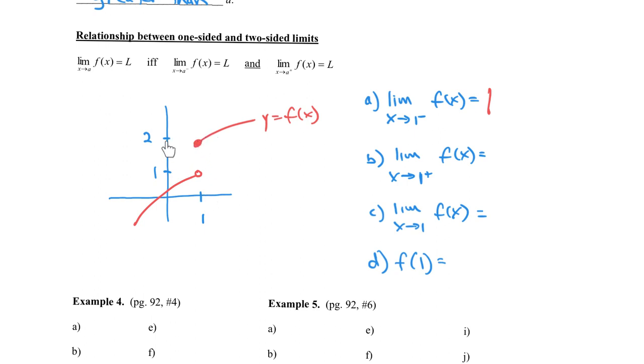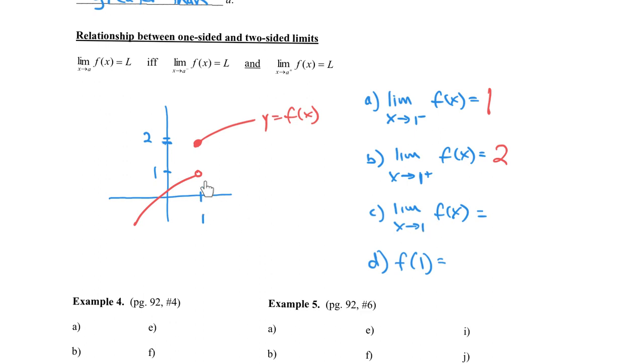Now my picture's not perfect here. Maybe this 2 should have been right here. Maybe that'd be a little bit better. So what I was trying to show is that as x approaches 1 from the right, this thing is approaching 2. It's kind of a bad picture, but it's supposed to be approaching 2. Right, so x is approaching 1 from the right, and this curve is sliding along here, getting closer and closer to 2.